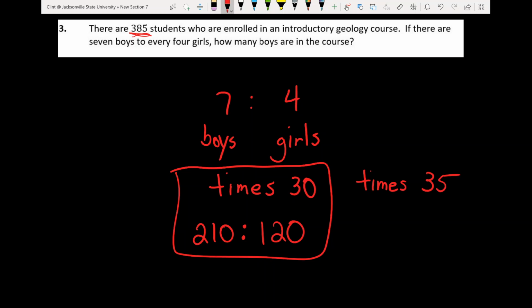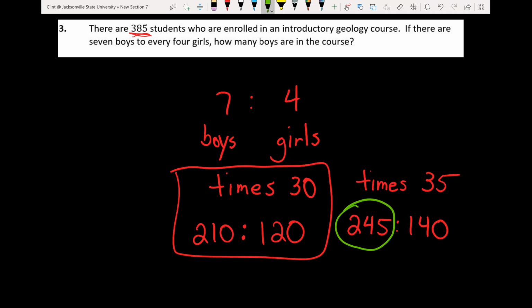So 7 times 35, 245. 4 times 35 equals 140. And if we add those, yeah, we do get 385. Okay, so how many boys are in the course? Boys are the number on the left, so for our final answer, how many boys are in the course? 245. 245.